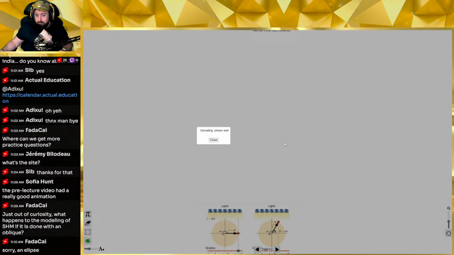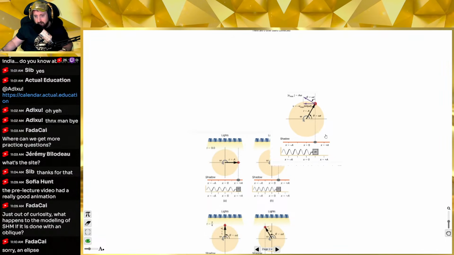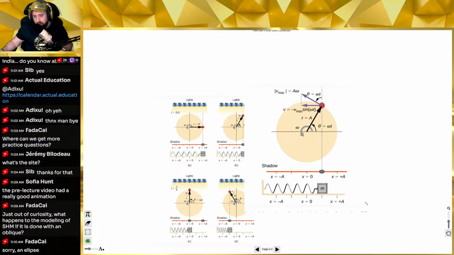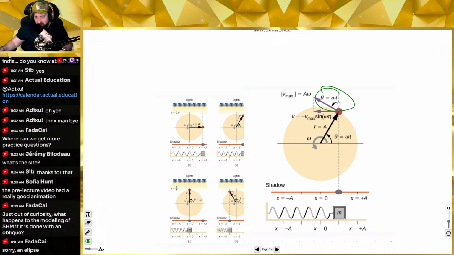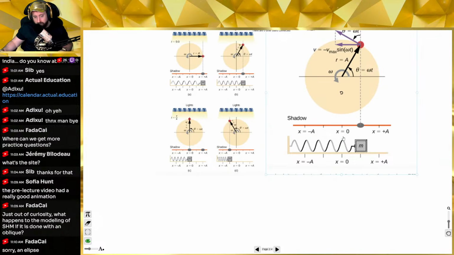If you were to take a derivative, that would show the instantaneous velocity, which would be tangent to it. Very cool. Okay.